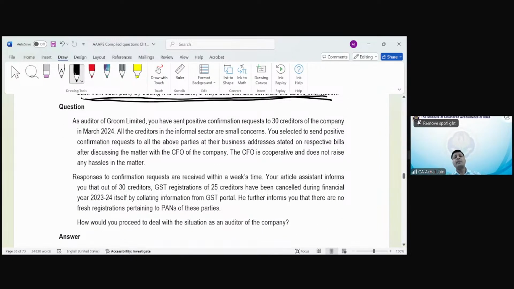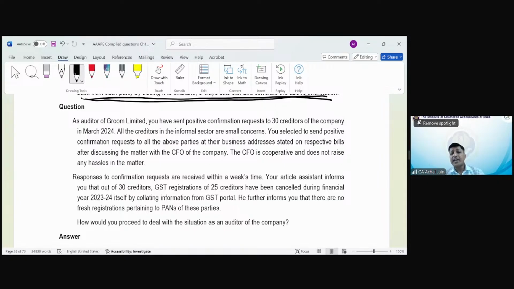As the auditor of Groom Limited, you have sent positive confirmation requests to 30 creditors of the company in March. All the creditors in the informal sector are small concerns. They are small vendors. You selected to send positive confirmation requests to all the other parties at their business addresses stated on the respective bills after discussing the matter with the CFO of the company. CFO is cooperative, doesn't raise any hassles. So cooperation is there on the part of the management. The responses to the confirmation requests are received within a week's time.